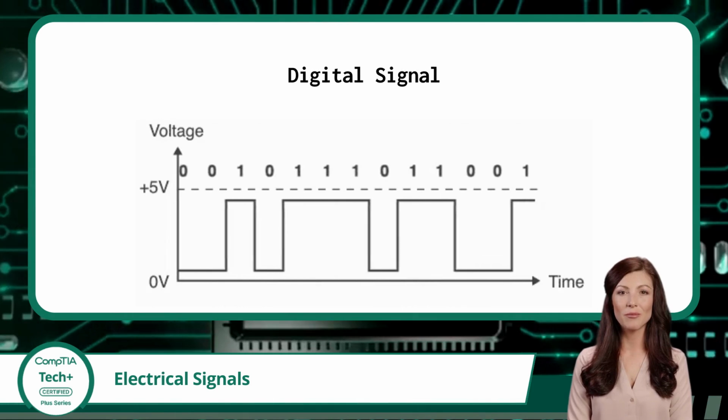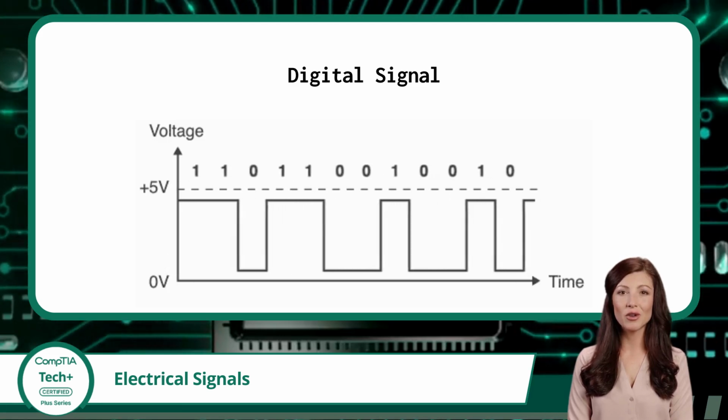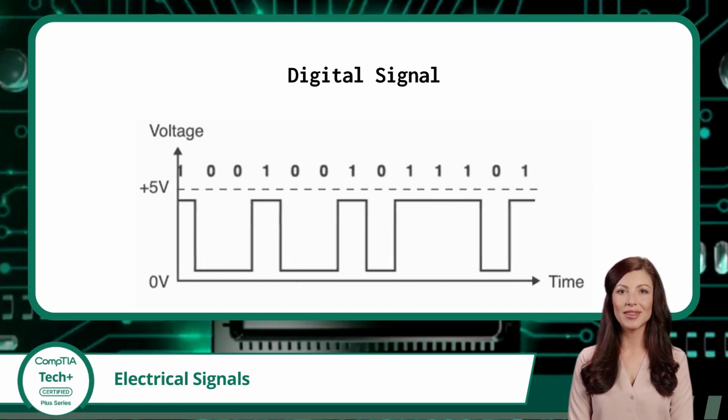Here is a visual example of a digital signal. We can see that the gradual increases and decreases in voltage are replaced with discrete values, causing the square corners you see in the signal.